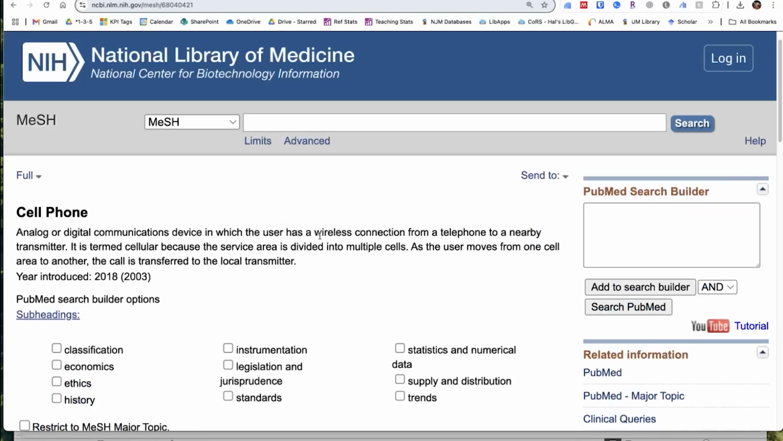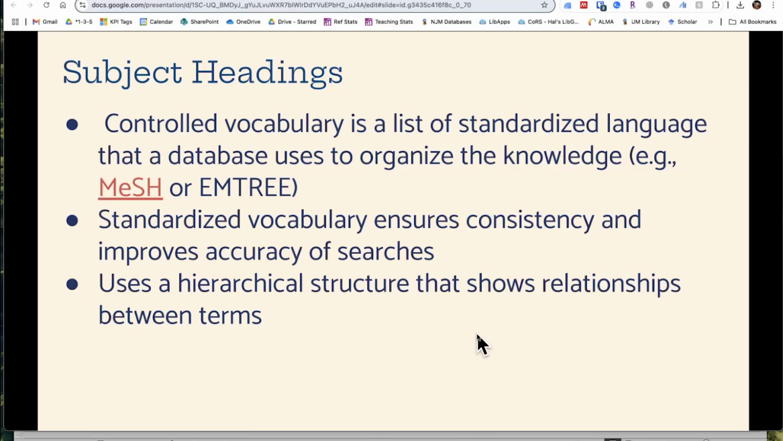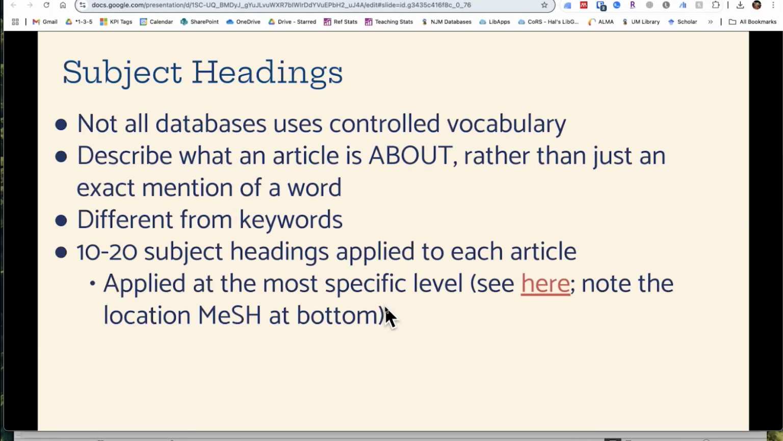And what happens is that when an article comes out, it usually is given about 10 to 15 MeSH terms. MeSH terms describe what an article is about, as opposed to just what words it happens to use. And MeSH terms are always arranged in a hierarchical structure that shows the relationship between the terms. Not all databases use them. CINAHL does, PsycINFO does, obviously Medline does, Scopus doesn't. They are different from keywords, and I'll get into that.